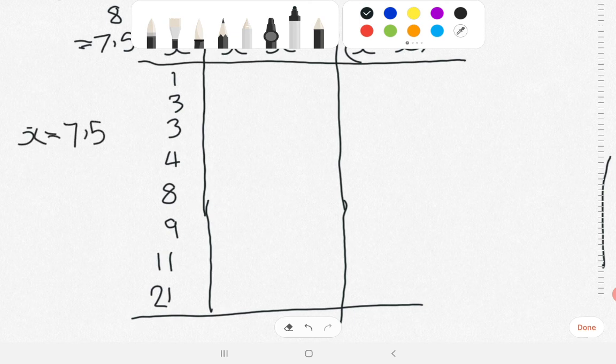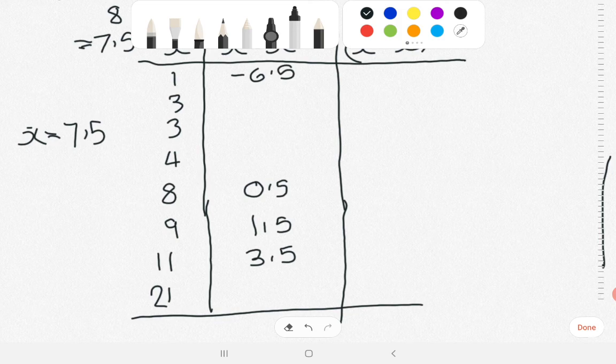Now, some of these I can do without a calculator quite easily. In fact, we should be able to do them all without a calculator. 8 take away 7.5 would be 0.5 here. 9 take away 7.5 would be 1.5. This would be 3.5. Okay, but you're not going to be asked to do this question without a calculator. Okay, so for the top row, we've got 1 take away 7.5. That gives me minus 6.5.